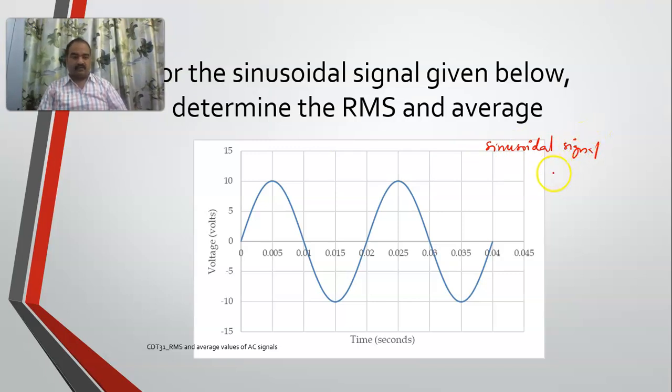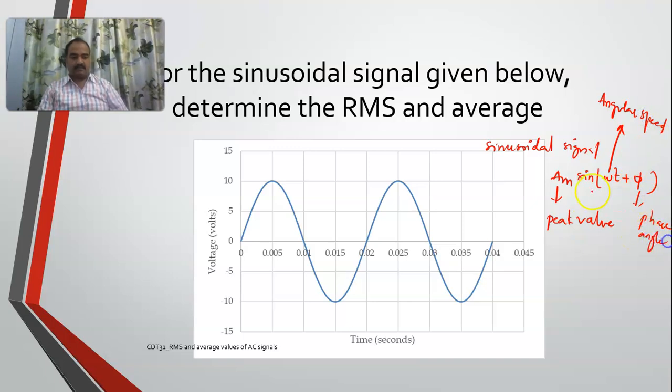Which generally has the form of Am sine omega t plus phi, where Am represents the peak value, omega represents the angular speed, and phi represents the phase angle. So this is the generalized form of a sinusoidal signal.